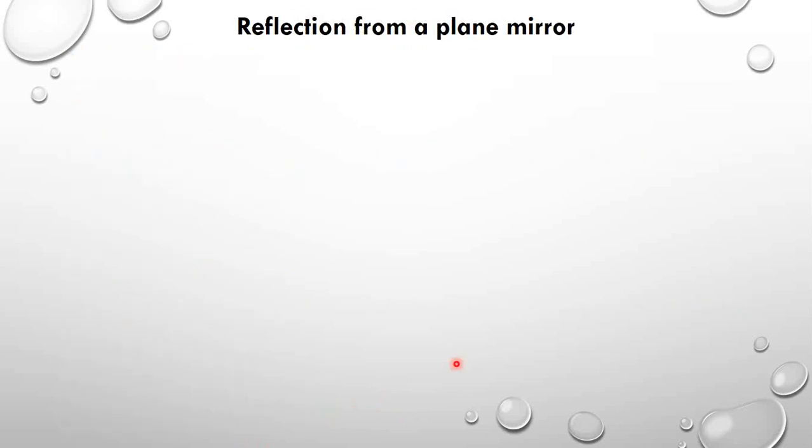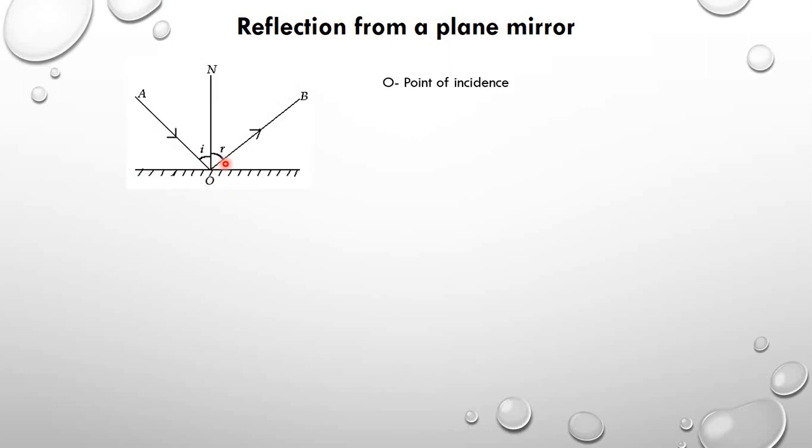Let us continue and look at reflection from a plane mirror. Now let us have this plane mirror here. This is our plane mirror. Now this point here is called the point of incidence, that point O. Then we also have this ray, AO, that's called the incident ray. OB is the reflected ray.